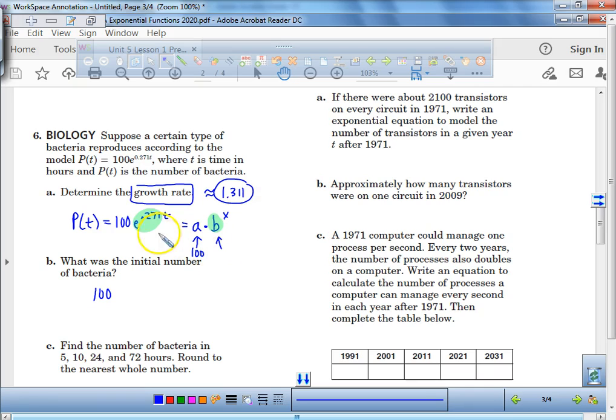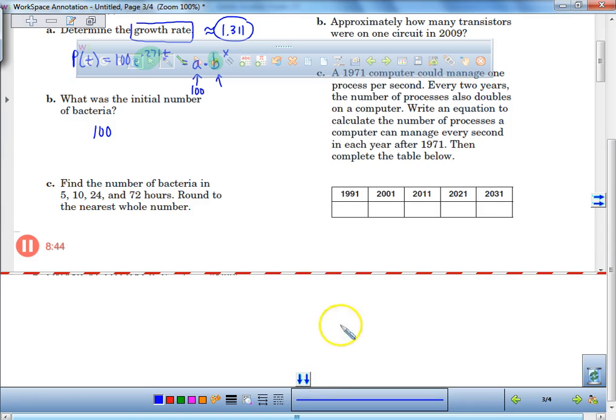Does everybody understand that I had to do e to the power of 0.271 to actually find what was called the growth rate? This is something you're going to be doing in the Khan Academy. Sometimes it's going to ask you for the rate, and you have to do a number to a certain power. Okay? So here's what I'd like you to do. Find the number of bacteria in 5, 10, 24, and 72 hours, and then make sure you round your answer to the nearest whole number.